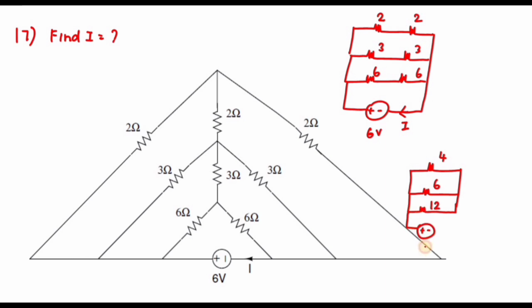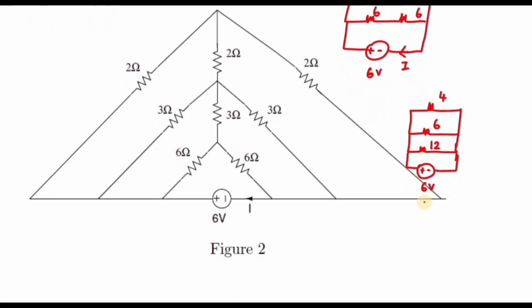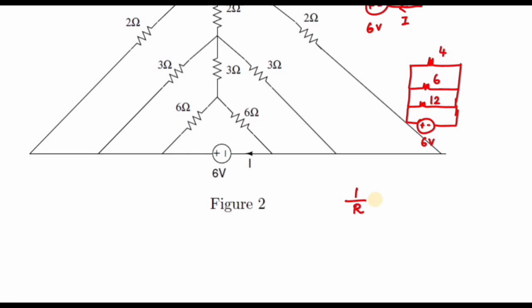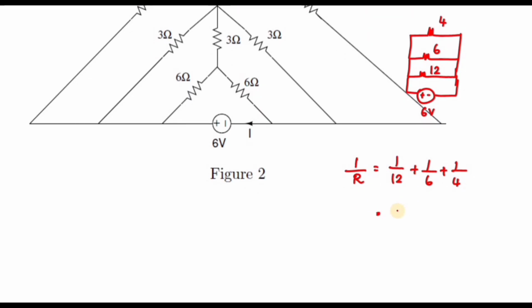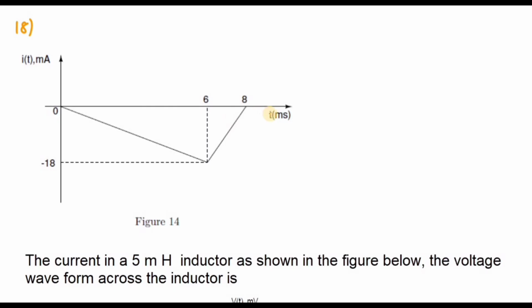So what is the formula to find the parallel resistance? 1 divided by R is equal to 1 divided by 4 plus 1 divided by 6 plus 1 divided by 2. So taking LCM and solving the problem, we get 1 by R is equal to 3 divided by 12 plus 1 divided by 4, that is equal to 1 divided by 2. So my R value is 2. So instead of 3 resistances, I'm going to connect 1 resistance. So I is equal to 6 divided by 2, that is 3 amps.